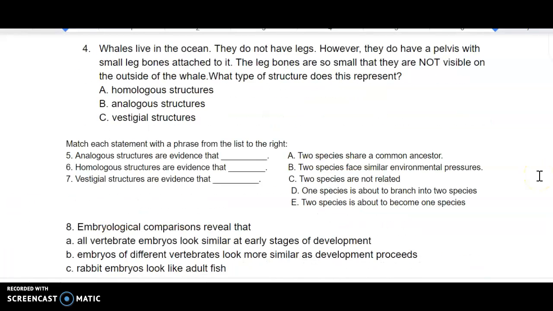Number 4, whales live in the ocean. They do not have legs. However, they do have a pelvis with small leg bones attached to it. The leg bones are so small that they are not visible to the outside of the whale. What type of structures do these represent? If you look at it under an x-ray, it looks similar to a person or a dog or whatever's hip bones and leg bones. So those would be homologous structures. The appearance is the same, but the function is different.